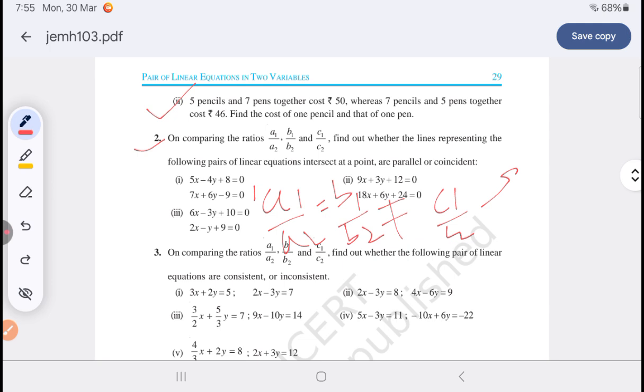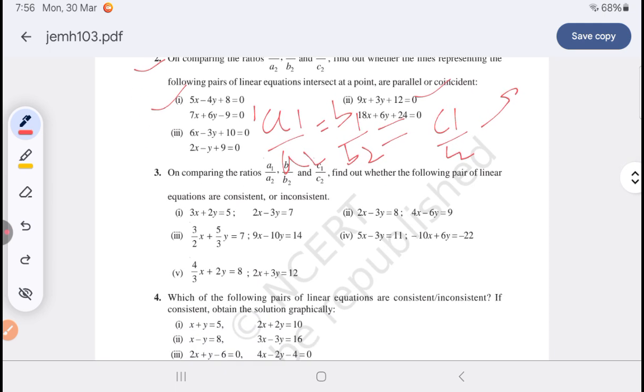Verify this a1, a2 and b1, b2. If this condition matches, then these lines are parallel. Coincident: if all ratios are equal, then you can say these lines are coincident. So you can do it yourself.